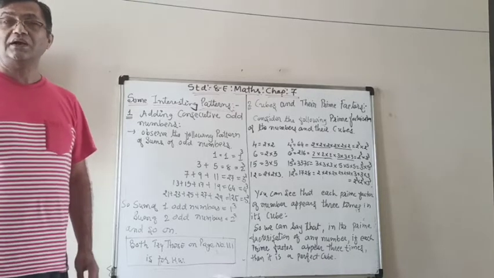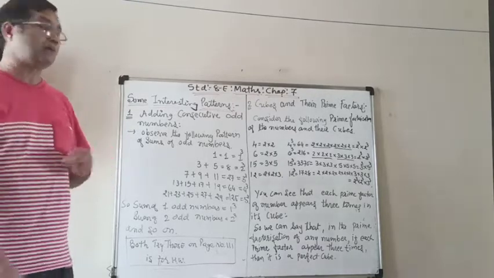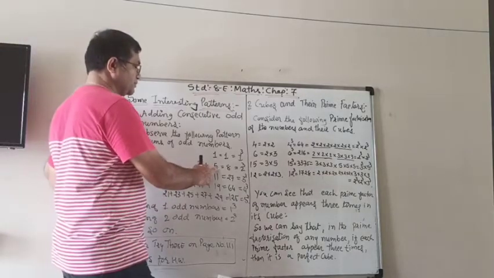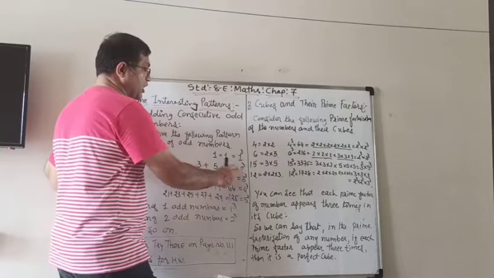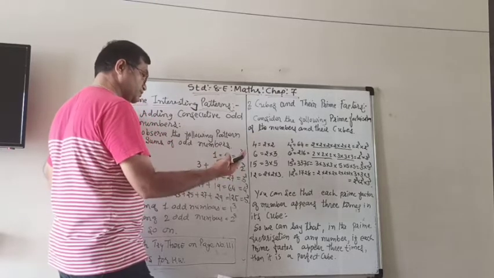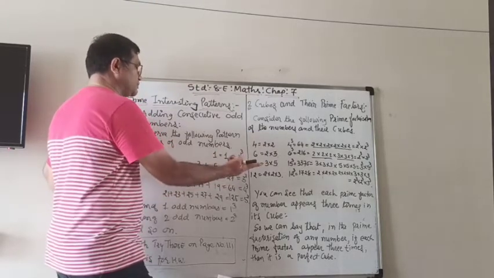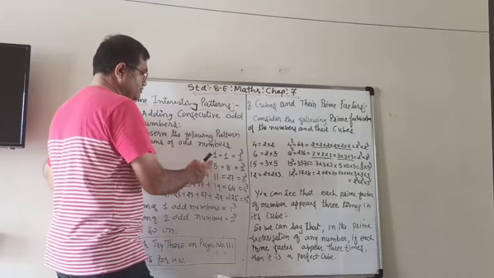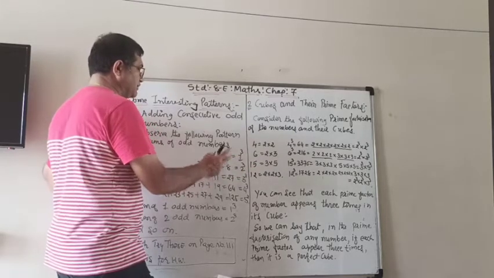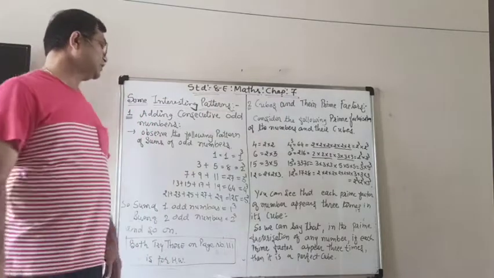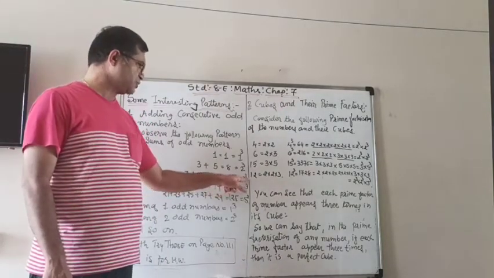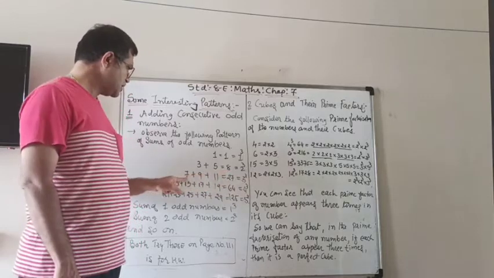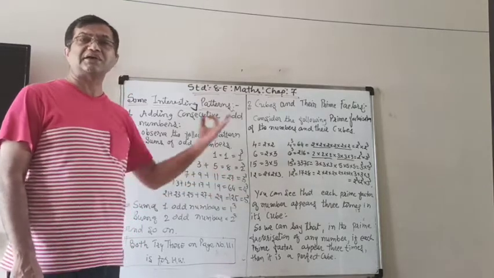Now after 1, if you take another 2 odd numbers, 3 plus 5, that is 8, and we know that 8 is 2 cube. So how many odd numbers did we add? 2. So that is 2 cube. Now after 5, there are 7, 9 and 11. If we add 3 odd numbers, the answer is 27, which is 3 cube. It means the sum of 3 odd numbers is 3 cube.